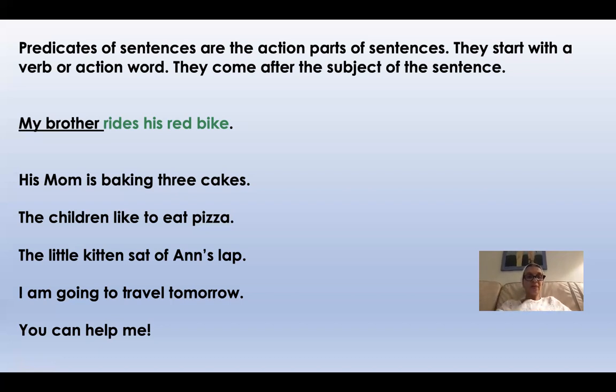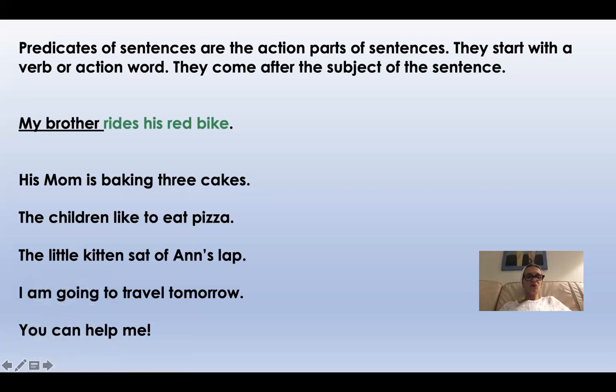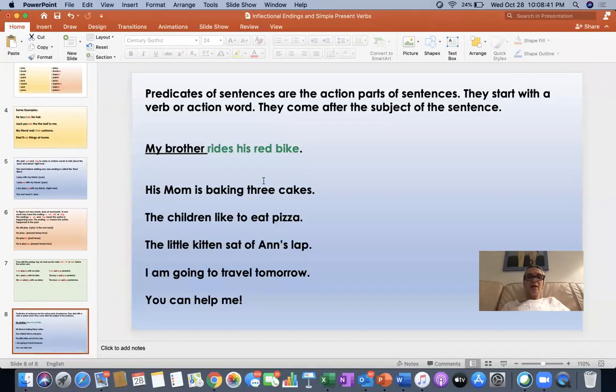Now I want to do this together. We're going to figure out which part is my subject and which part is my predicate, and I'm going to turn the predicate green. But we're going to read the sentence together.